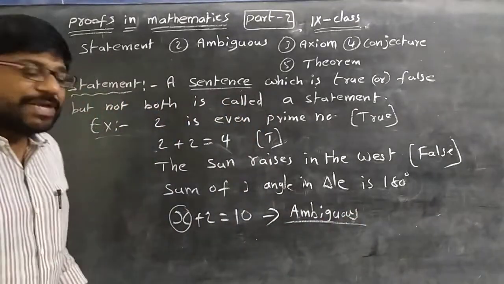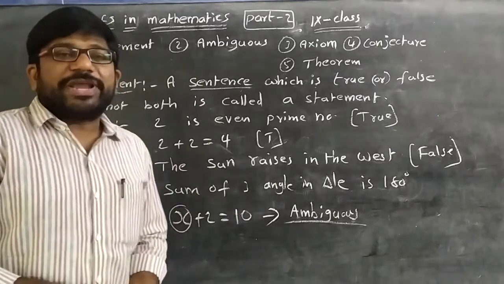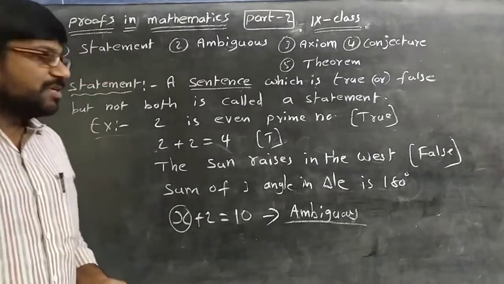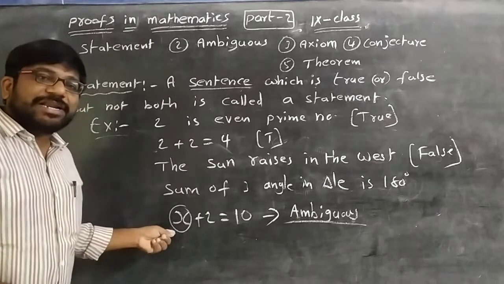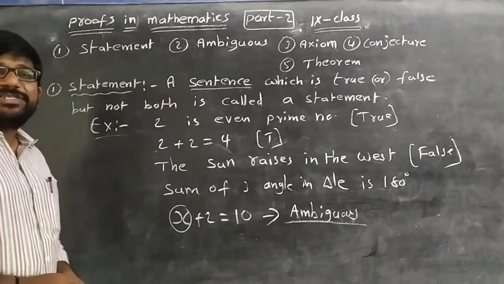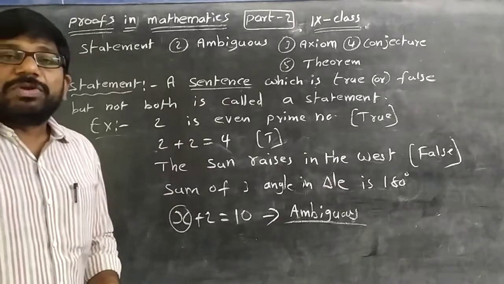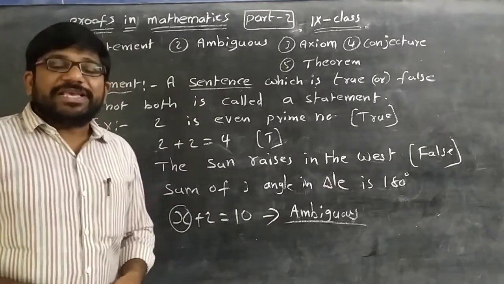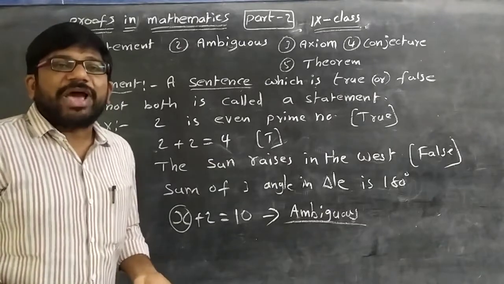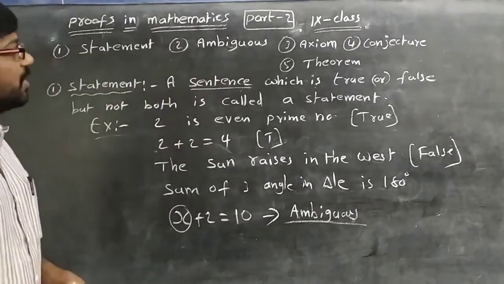Ambiguous means open sentence. So x plus 2 is equal to 10 is an open sentence. It is not clear whether it is true or false. We can't decide, so such sentences are called ambiguous. Ambiguous means open sentence. In this way we can write many more statements. Once again, a statement is a sentence which is either true or false, otherwise it is called ambiguous, an open sentence.